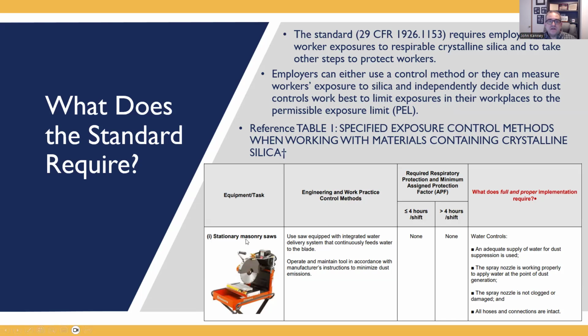So, stationary masonry saws. Now, we are using these in roofing. We do cut tile. We do cut other things with these. The saw is equipped with an integrated water delivery system and continuously feeds water to the blade. Operate and maintain the tool in accordance with manufacturer's instructions to minimize dust emissions. Required respiratory protection: less than 4 hours, none. Greater than 4 hours, none. Why? Because it has the water control over it. So again, you can see if we follow the guidelines that are set out there, they're easily able to be enforced within your company.